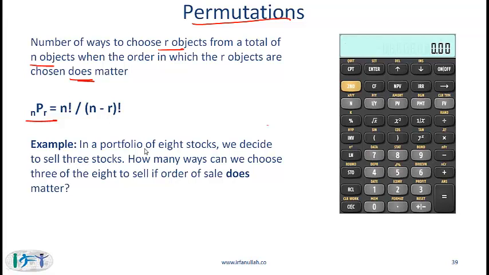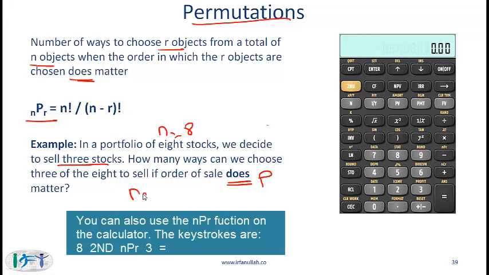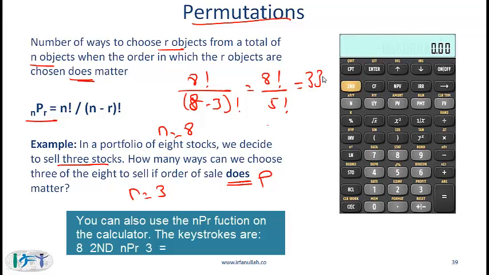Let's look at a simple example. Say you have a portfolio of 8 stocks, so n is equal to 8. We decide to sell 3 stocks. How many ways can we choose 3 of the 8 stocks to sell if the order of the sale does matter? This means that we use the permutations formula. r is equal to 3. So the formula is n factorial, which is 8 factorial divided by 8 minus 3 factorial. So that is 8 factorial over 5 factorial. You can do this on the calculator and you should get 336.